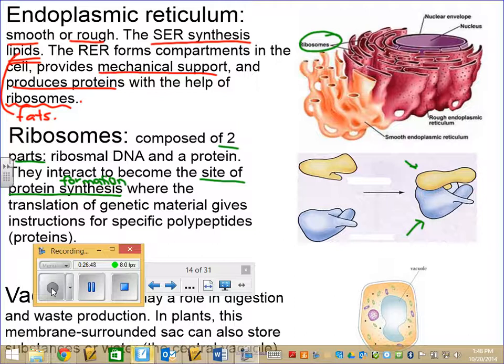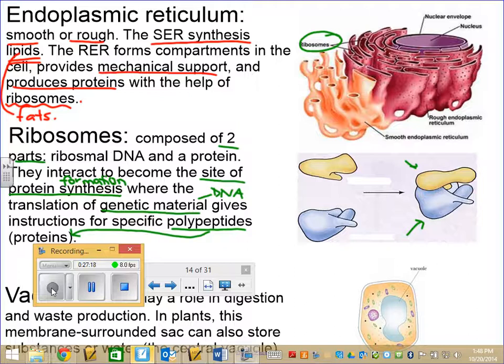So this is actually where a new protein is formed. The way a protein is formed is by taking your genetic material, your DNA, reading it, and taking from it the instructions for making specific polypeptides, which is what a protein is made out of.